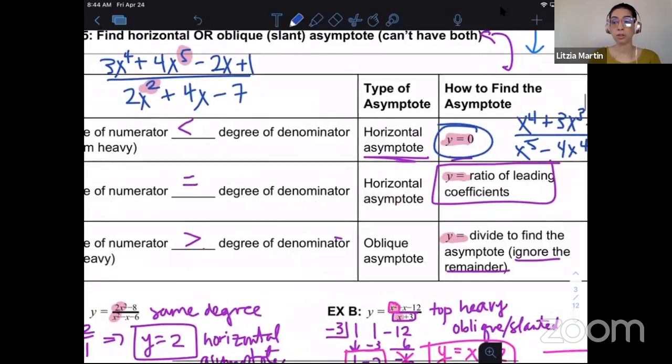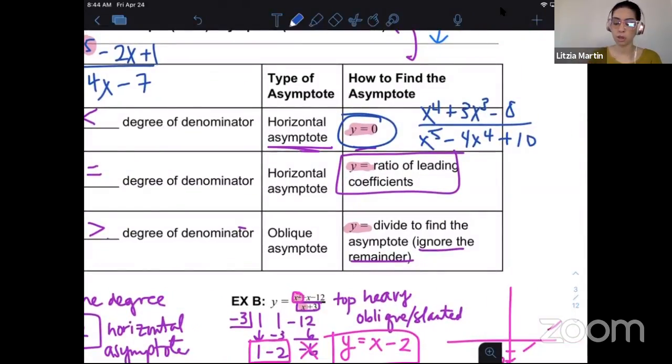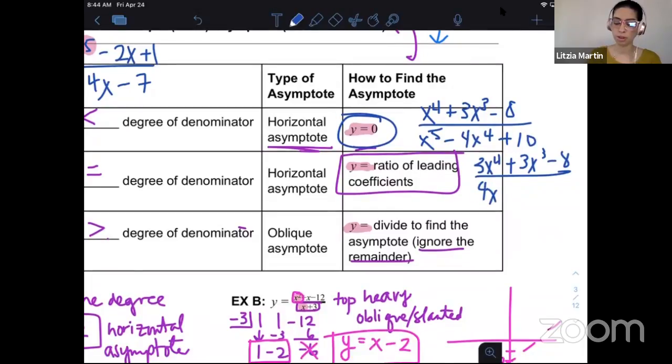Now, when your degrees are the same, then we look for the ratio of the leading coefficients. So let's say we have a similar function, but we'll put 3x to the 4th plus 3x cubed minus 8 over 4x to the 4th plus 10. Okay. So there we have the same degree in the top and the same degree at the bottom.